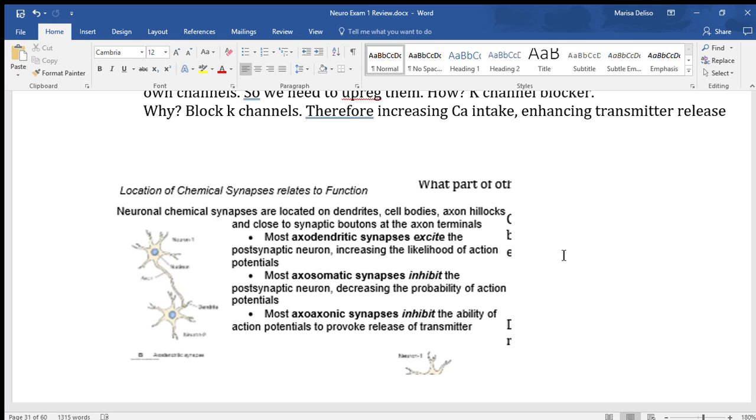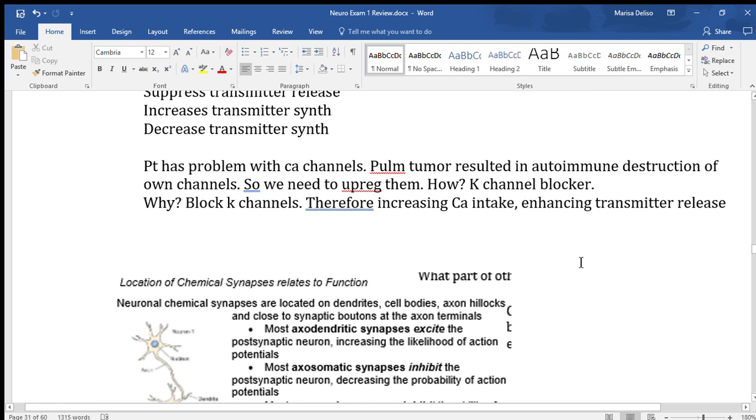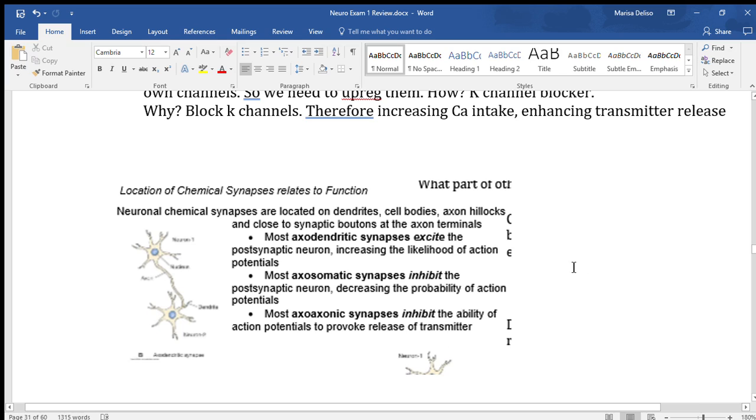So you can affect that by different blockers. If I were to give a calcium blocker, how would this affect my cell? Well, it would decrease quantal content. It would decrease the amount of neurotransmitter released, which I could say by decreasing the amount of vesicles released. It won't affect quantal size. I can't think of anything that affects quantal size, not even one thing. But quantal content is easily affected by any of our blockers.